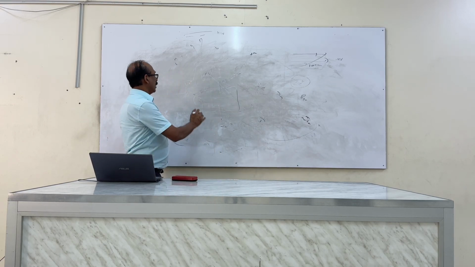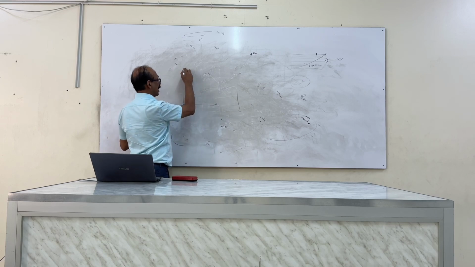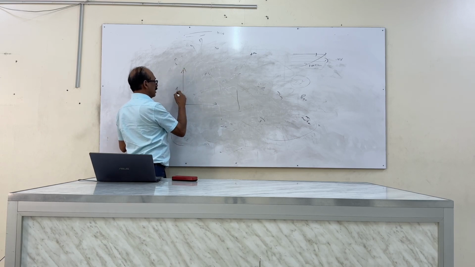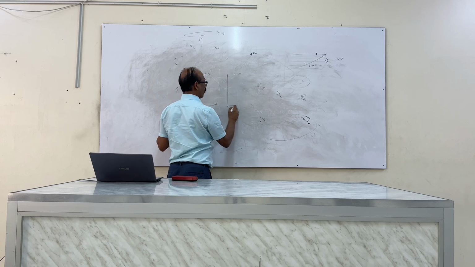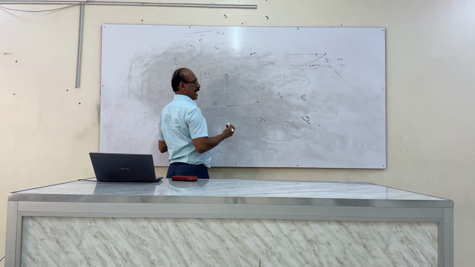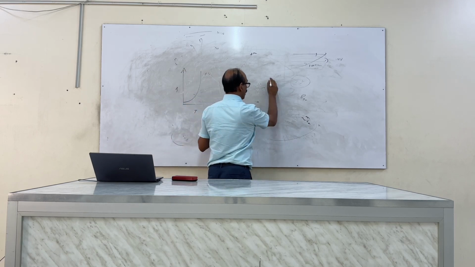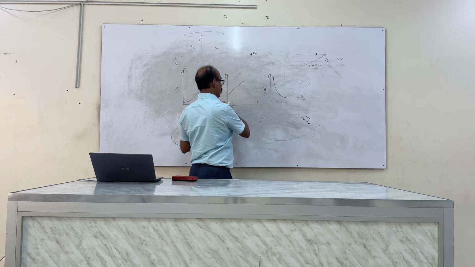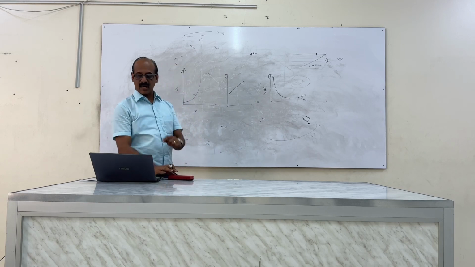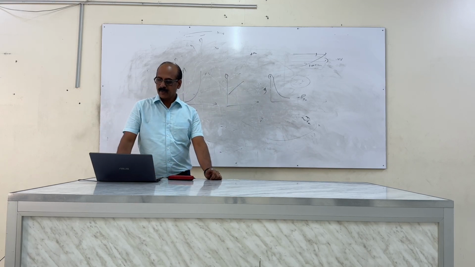Okay. Then another important question: different graphs. For an elemental metal, resistivity versus temperature goes like this, and for standard resistors like nichrome, manganin, etc., the graph will be like this. For a semiconductor, the resistivity graph comes like this. Based on these graphs, questions are asked repeatedly.